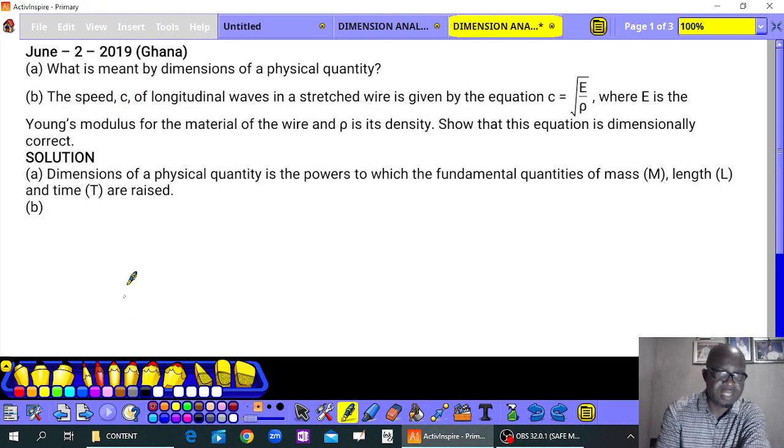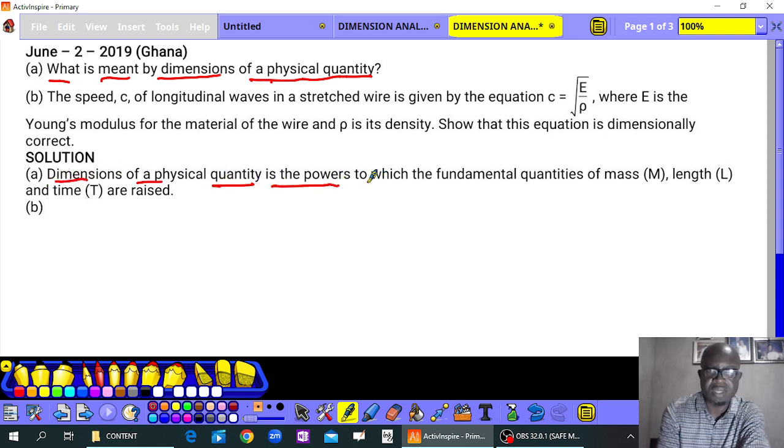Let's consider this question. A. What is meant by dimensions of a physical quantity? The answer to that question is: dimensions of a physical quantity are the powers to which the fundamental quantities of mass, length, and time are raised.